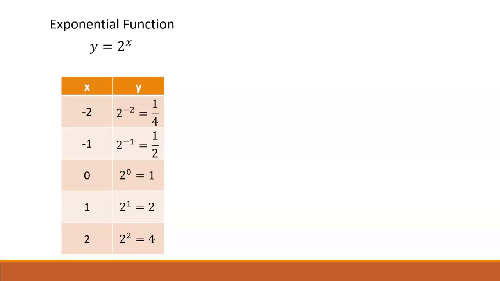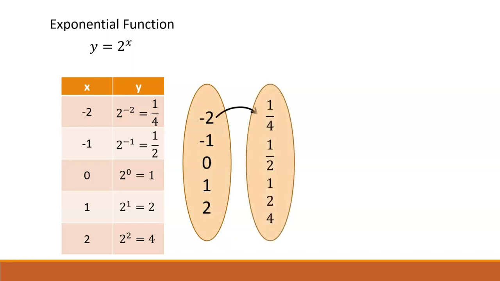We can look at those xy pairs in terms of domain and range. So when x is negative 2, y is 1/4. When x is negative 1, y is 1/2. When x is 0, y is 1. When x is 1, y is 2. And when x is 2, y is 4. So we see input and output pairs for our exponential function.